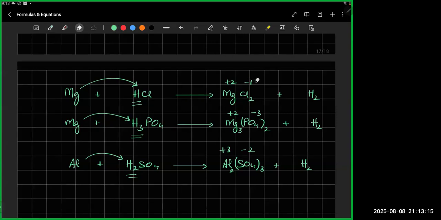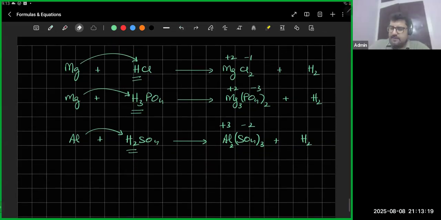Yes, sir. And so then we can balance it, right? If I try to balance it, like the first equation, Mg is balanced already. Easy ones.